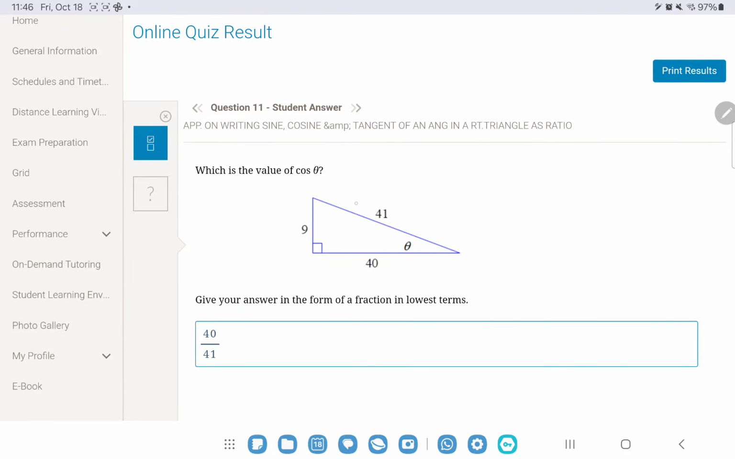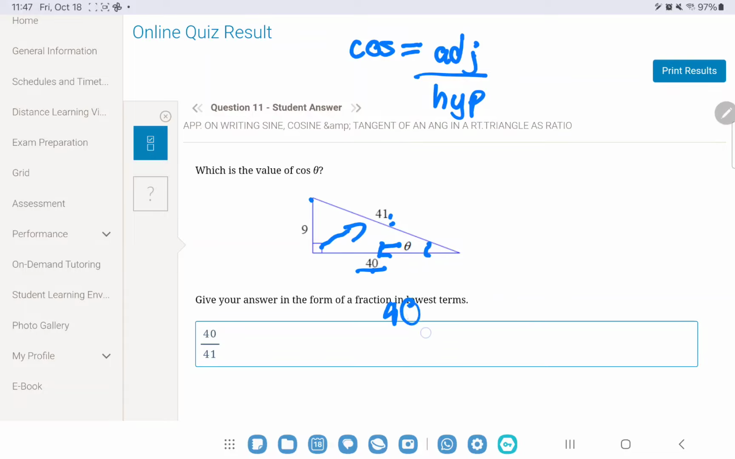Now, what's the value of cosine of theta? Our cosine rule in triangles is cosine equals adjacent over hypotenuse. So let's see, if this is our theta angle, this is adjacent to it. This would be opposite to it, by the way, if you didn't know. So this is adjacent to it, and the longest side, opposite the right angle of your right triangle, is your hypotenuse. So 40 over 41. And that's it for this question. Let's move on to the next question.